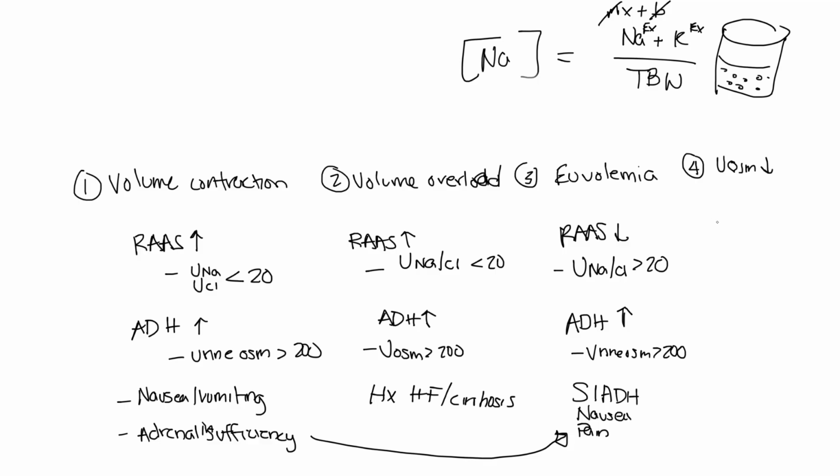And the fourth and final case that we talked about is where urine osmoles are low. So ADH, by definition, is not very active because the urine osm is less than 200. And RAS is generally whatever it wants to be, but it's not usually active. And so you usually have a detectable sodium and chloride.